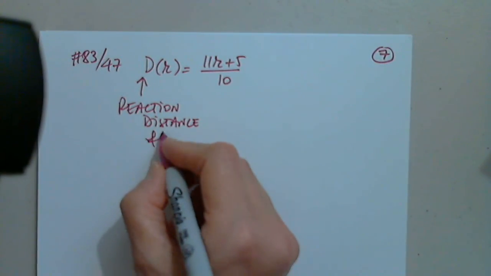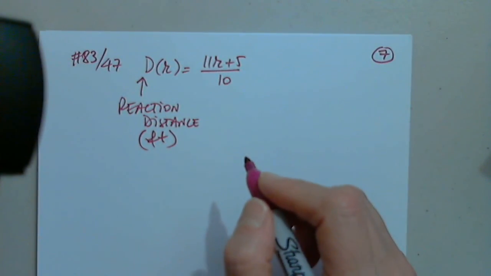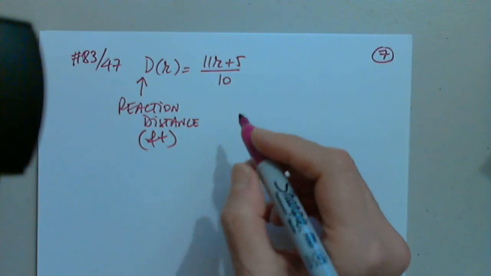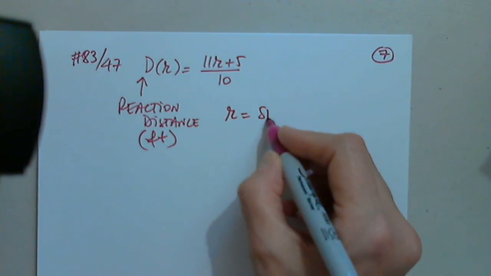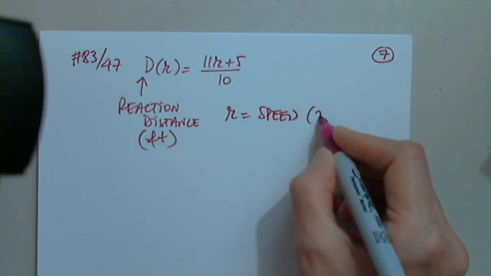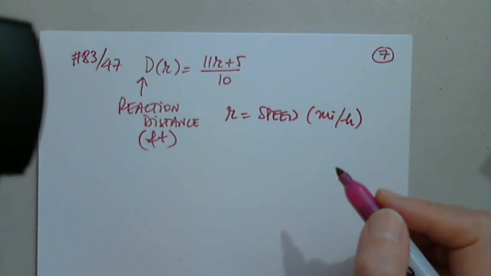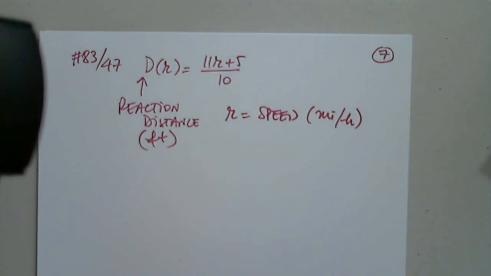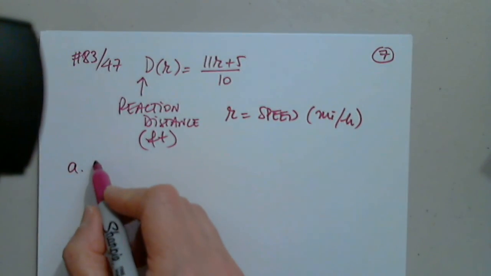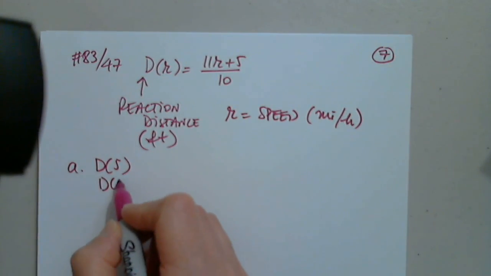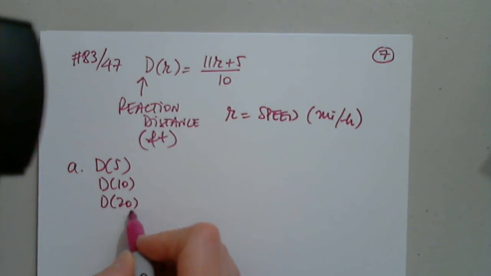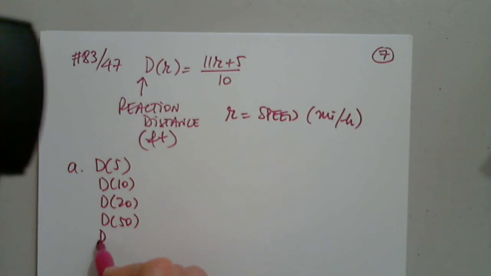Okay, and this is in feet. Then R is the speed in miles per hour. Okay. The car is traveling when you see the child. The reaction time, they give us the linear function. In part A, they want us to find d of 5, d of 10, d of 20, d of 50, d of 65. Then they want us to graph d of r.